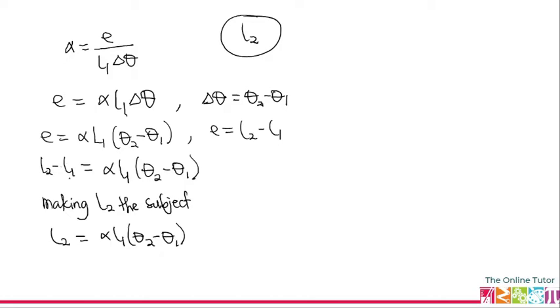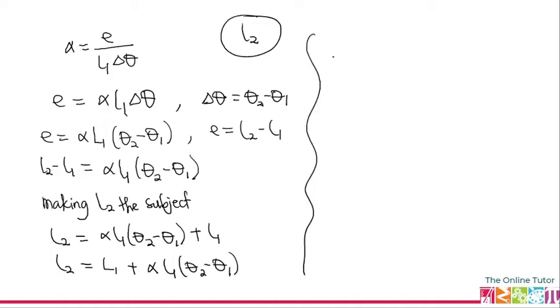Then we bring the L1 over to the other side of the equal sign. It becomes plus L1. From here, we can see that all of these are multiplying each other, and then we have L1 over here. Let's rearrange this. We have L2 equal to L1, let's bring this first, plus alpha L1 into bracket theta 2 minus theta 1.